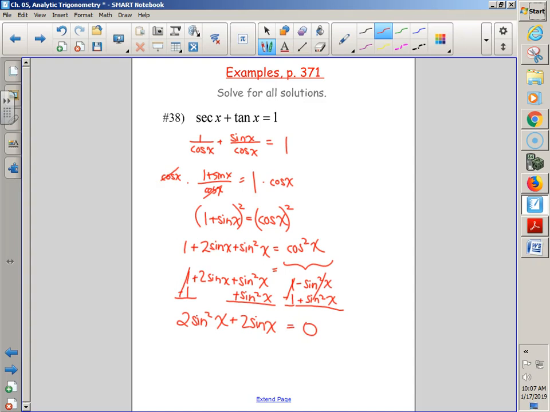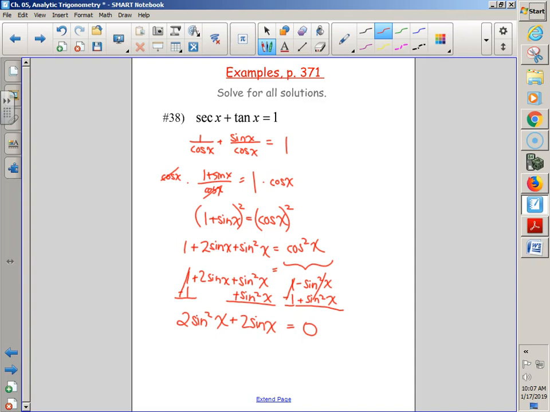So what I did is I changed cosine squared. I moved all of that to the other side, and in essence, I ended up getting a 1 plus 1 sine squared. I still had my plus 2 sine, and then my 1's ended up canceling. Now you can factor out. Now I can factor. Are we okay, though, with what I've done so far?